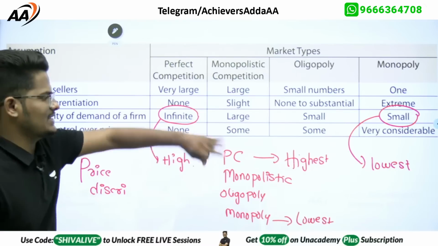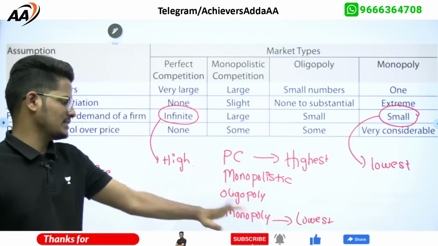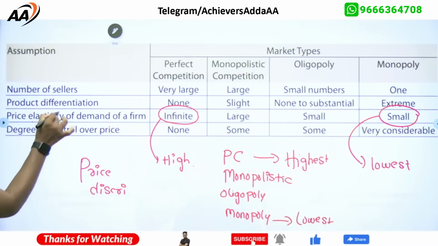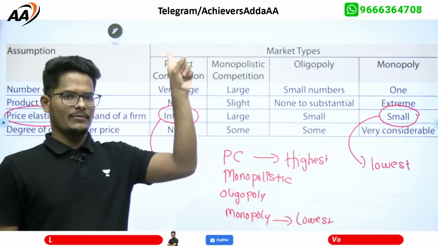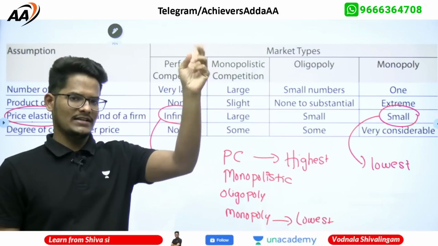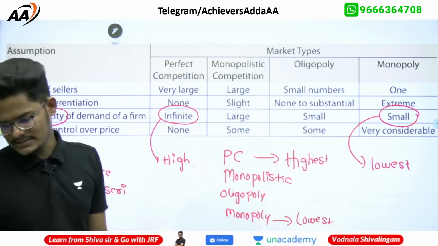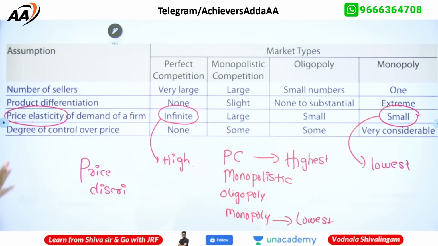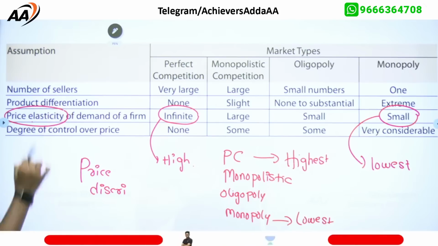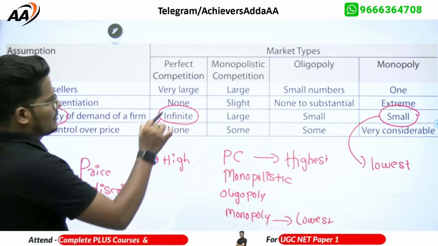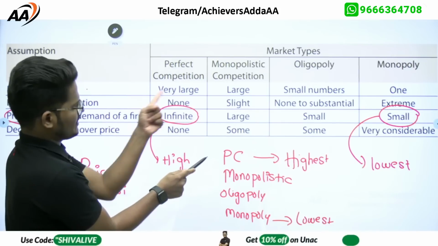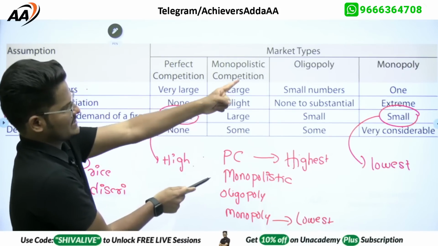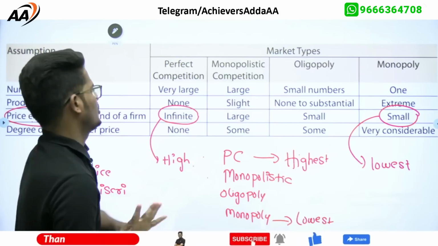Are you getting the point? Highest is perfect competition, lowest is monopoly. In case of price elasticity, this is the situation. Alright. If they are asking descending order, reverse, monopoly will come on the top. Small will be first, later high will be last. After that, number of sellers wise also, the same sequence will come: perfect competition number 1, number 2 monopolistic, number 3 oligopoly, number 4 monopoly.